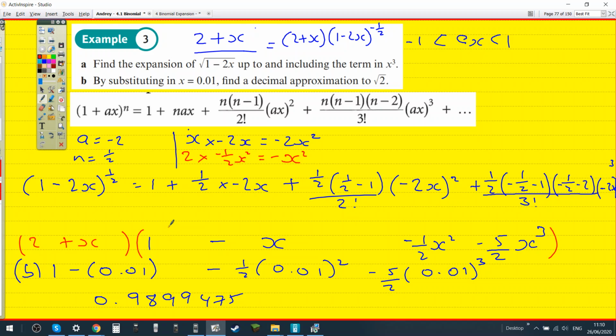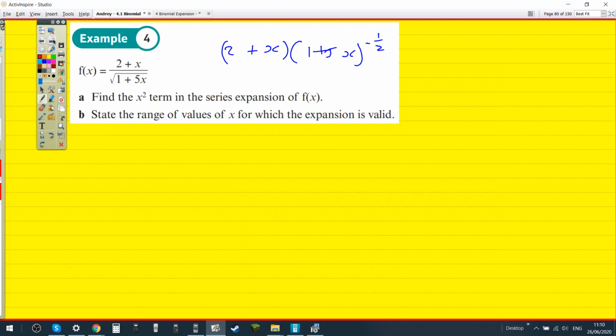And if you knew from the beginning, you wouldn't need to do x cubed, because we know that would be too big for the x squared term. Any questions about that? No. So we can practice it. I just thought it might be quicker than doing a lot of work for this extra thing.